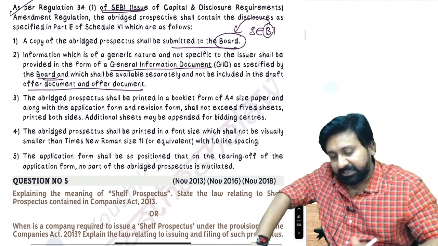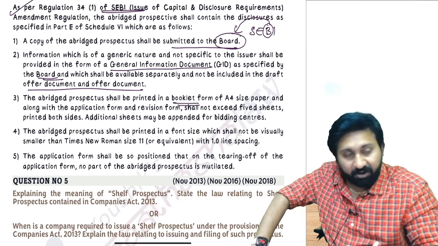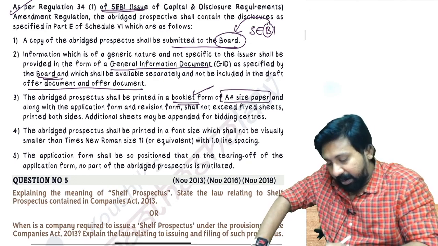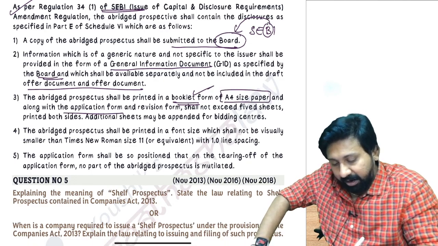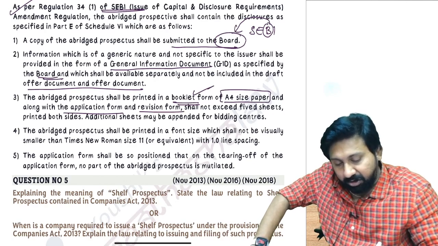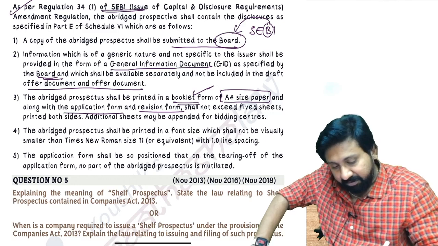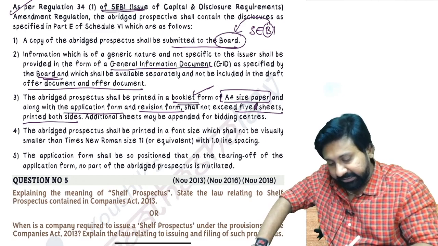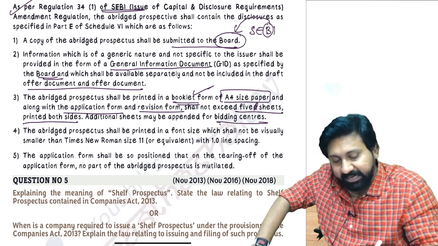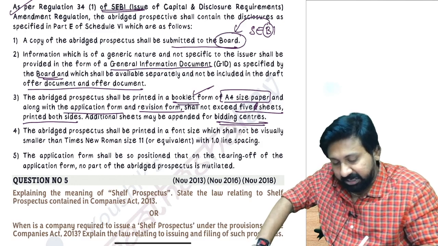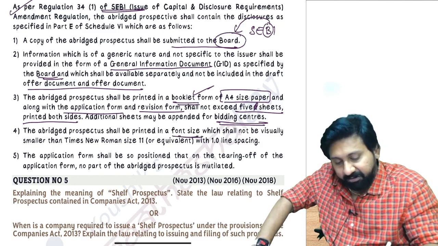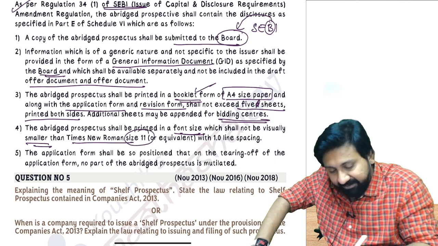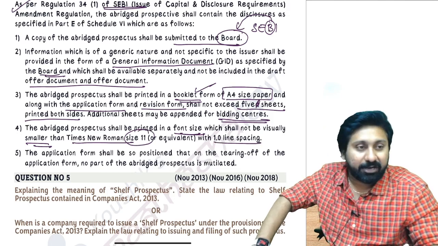The abridged prospectus shall be printed in a booklet form. So abridged prospectus should be in a booklet form in A4 size paper, along with the application form and the revision form, and shall not exceed 5 sheets, printed on both sides. Additional sheets may be appended for bidding centers. Abridged prospectus shall be printed in a font size which shall not be visually smaller than Times New Roman size 11 or equivalent with 1.0 line spacing.